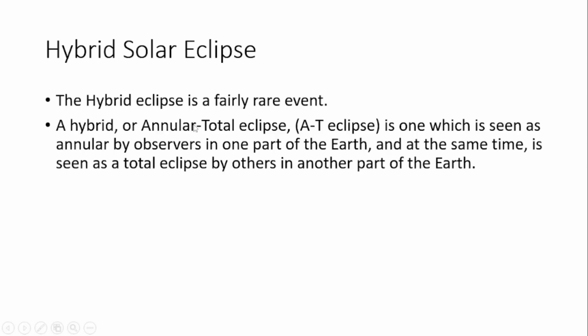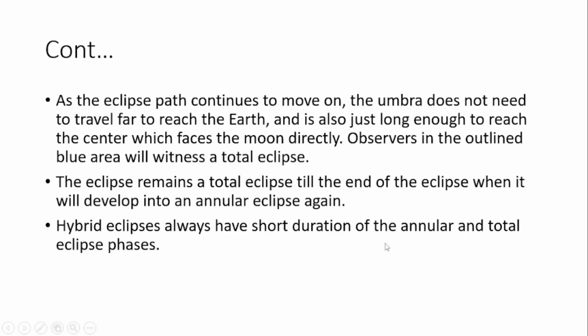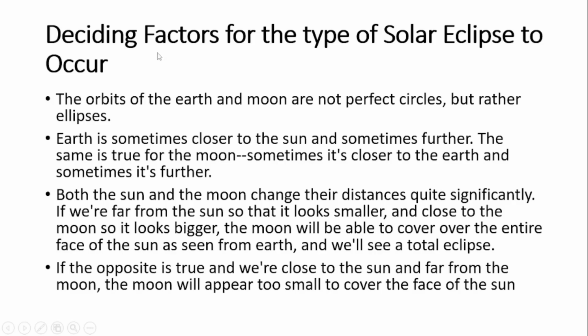Hybrid solar eclipse. A hybrid solar eclipse is a fairly rare event. A hybrid or annular-total eclipse is one which is seen as annular by an observer in one part of the earth and at the same time seen as a total eclipse by others in another part of the world. Like look at here, this is called annular. This is annular eclipse and this is total eclipse, as shown in the diagram. Hybrid solar eclipse.